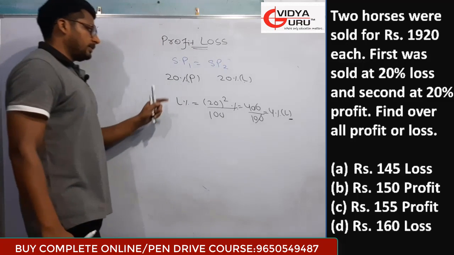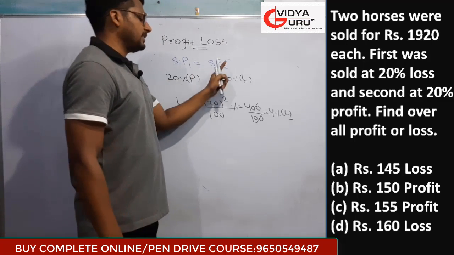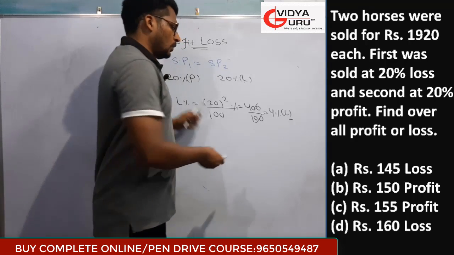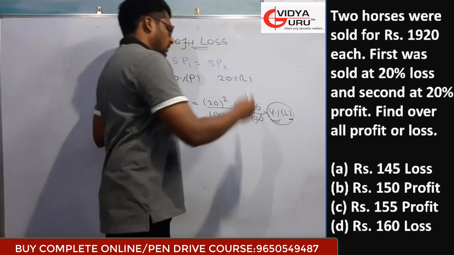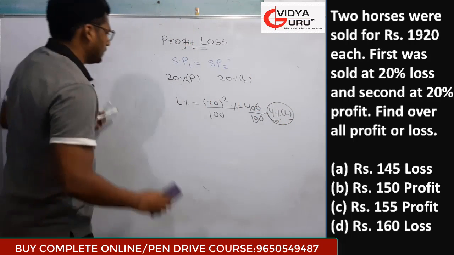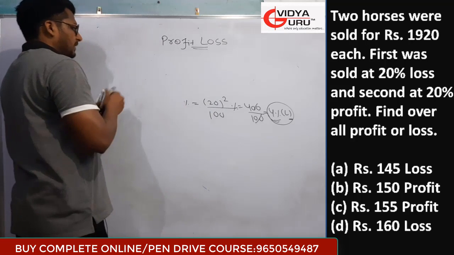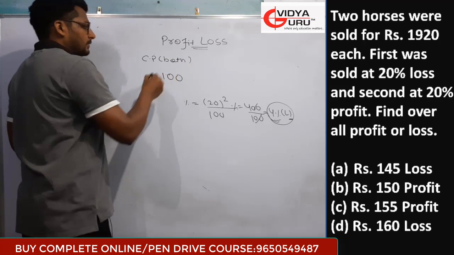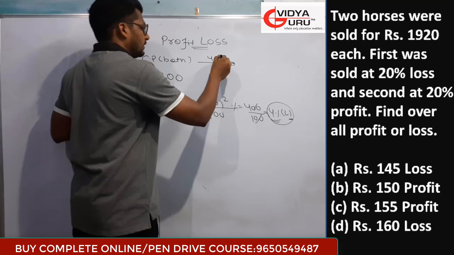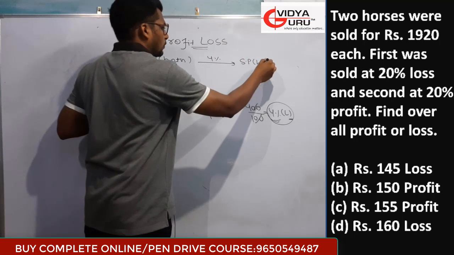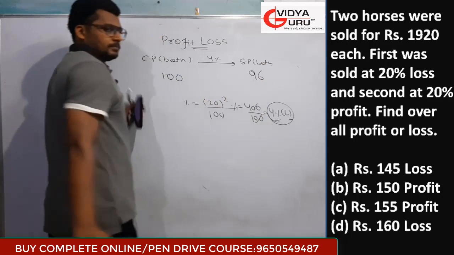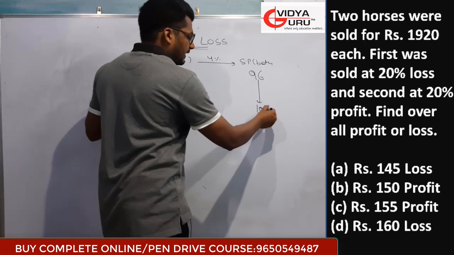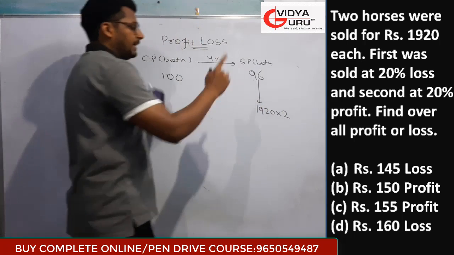As I have told you, if profit and loss percentages are the same and SP is equal, then there will always be a loss. Now I need to find out the loss amount, not the loss percentage, but I know there is 4% loss. How will I get it? Let the CP of both be 100 and there is a loss of 4%, so SP of both will be 96. But according to the question, what is the SP of both? It is sold for 1920 each, so 1920 into 2.